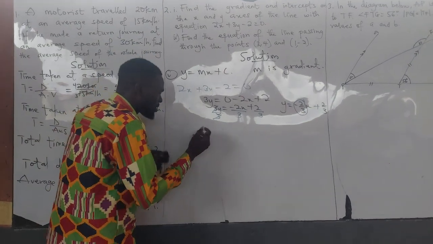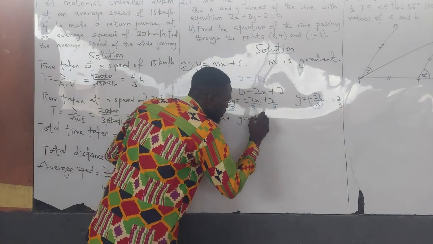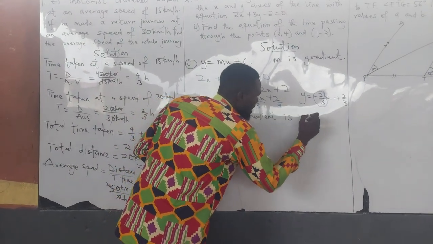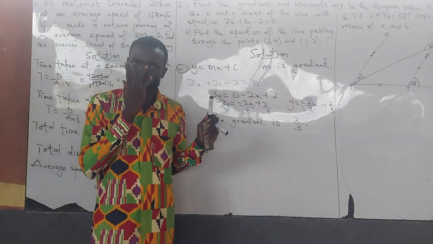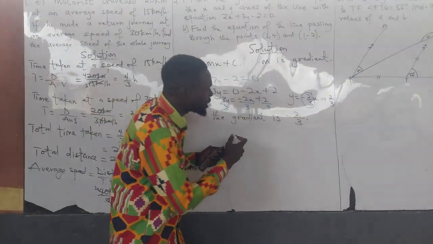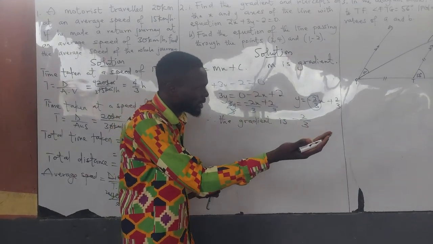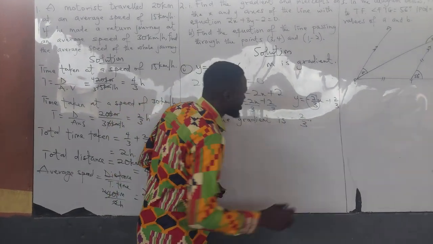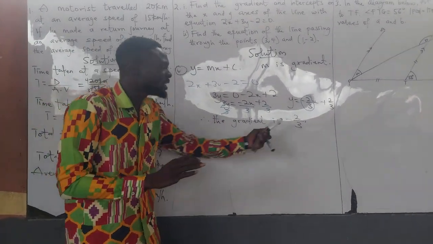So you state your answer. Therefore, the gradient is negative 2 over 3. You are done and you are correct. But you can choose to also change to improper fraction, since no, it's correct. So that is it. As negative 2 over 3. So this is the gradient.